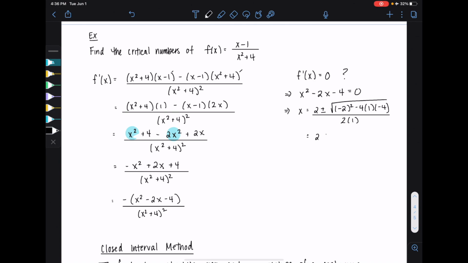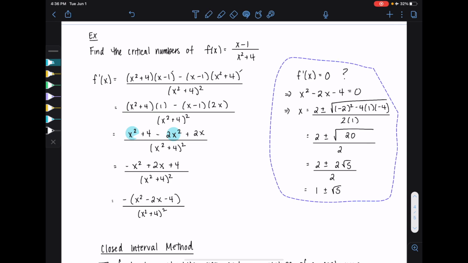That gives us 2 plus or minus the square root of 4 plus 16. So you'd get 20 over 2. Just 2 plus or minus. Then you can go ahead and pull out a 4 to make this 2 root 5 over 2. That gives us 1 plus or minus root 5. Okay? So that's two possible critical numbers.